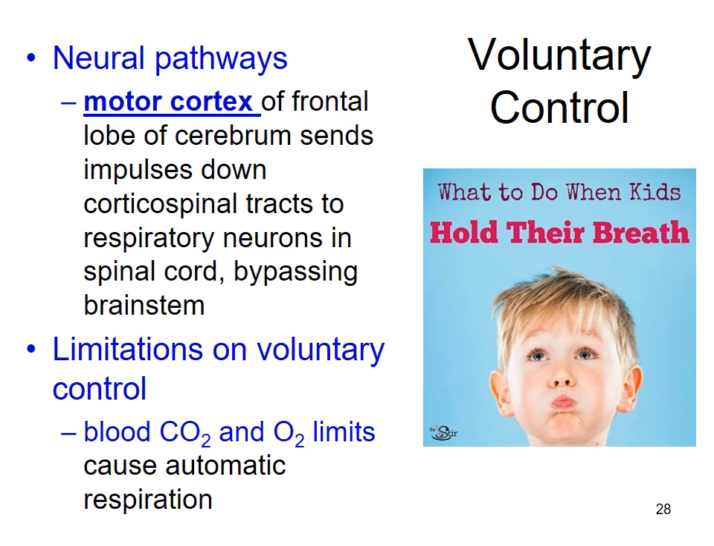So I added the little illustration that says what to do when kids hold their breath, right? Some kids will have a rebellious streak, and if you don't let them do what they want to do, they'll say, well, I'll hold my breath. Now, when they're holding their breath, that's part of voluntary control, so that's the motor cortex, and the body will allow them to do that, until it notices that there's no fresh oxygen coming in and too much carbon dioxide is staying inside the body.